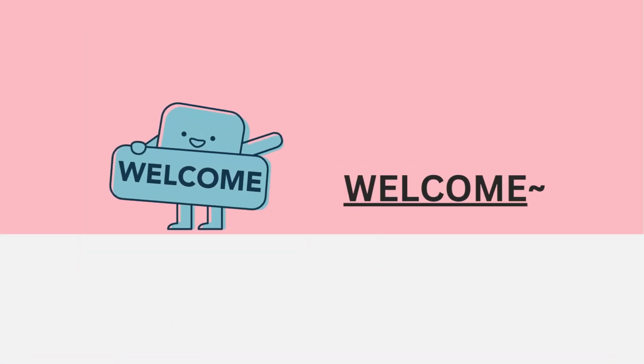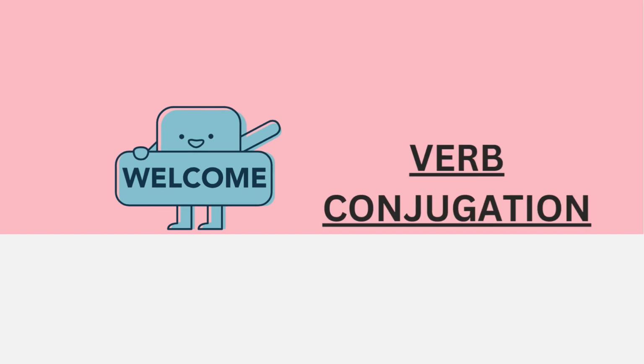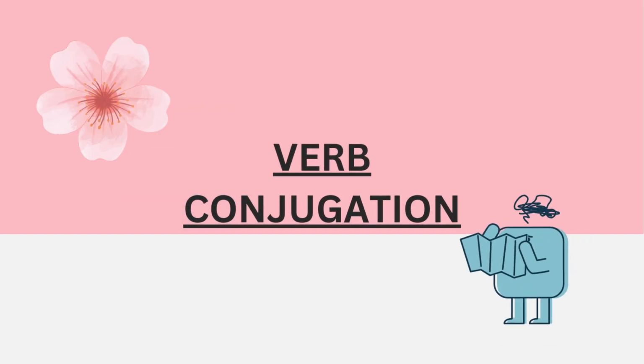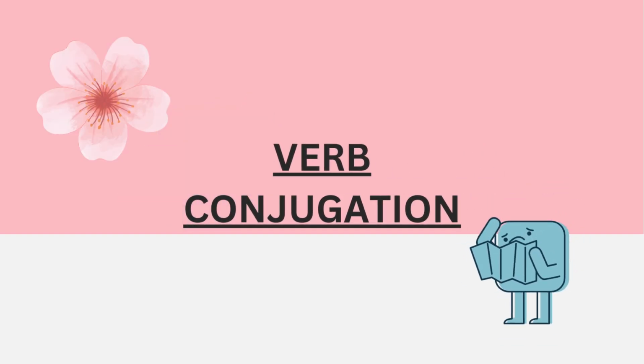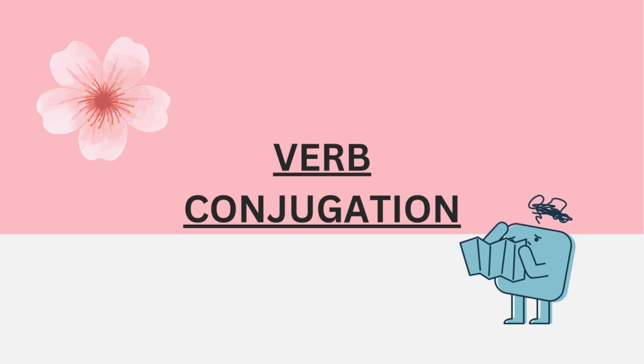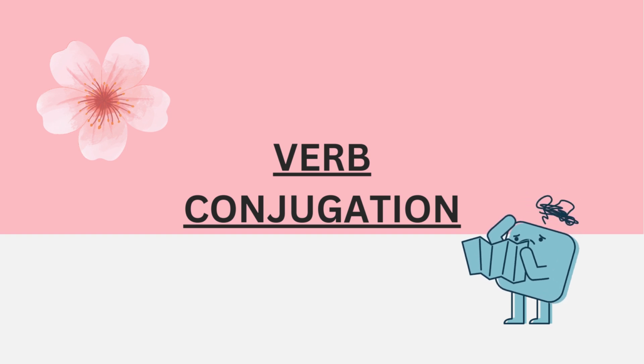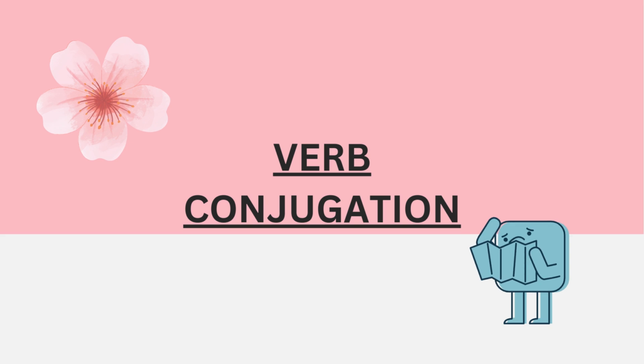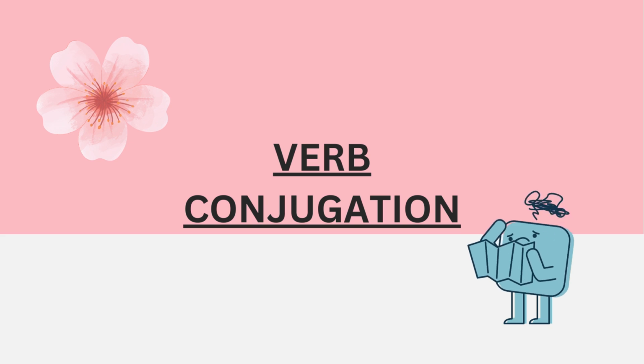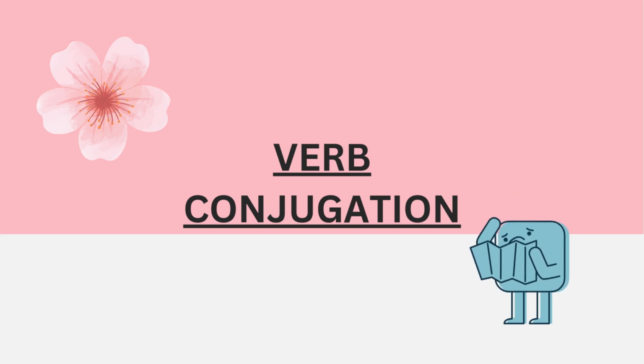Today we are going to learn verb conjugation in the Japanese language. Verb conjugation is a part Japanese learners usually find a little bit more difficult and confusing than the other parts in Japanese, isn't it? So today, after watching this video, you'll be able to understand the verb forms.